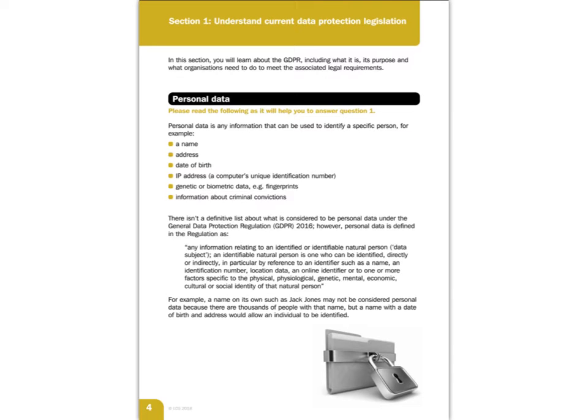Page 4 is where the first question starts, and it's about understanding current data protection legislation. Here we're going to look at personal data. As you can see, personal data is any information that can be used to identify a specific person. Now it could be a single piece of information, or it could be a combination of a set of pieces of information. For example, a name on its own might not be considered personal data because there's thousands of people with that same name. But if it has the address and date of birth linked to it, it becomes identifiable to a specific individual.